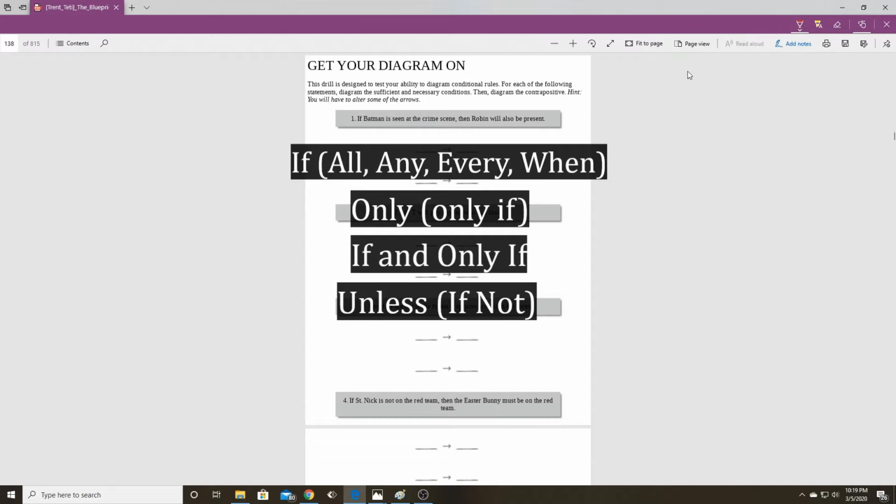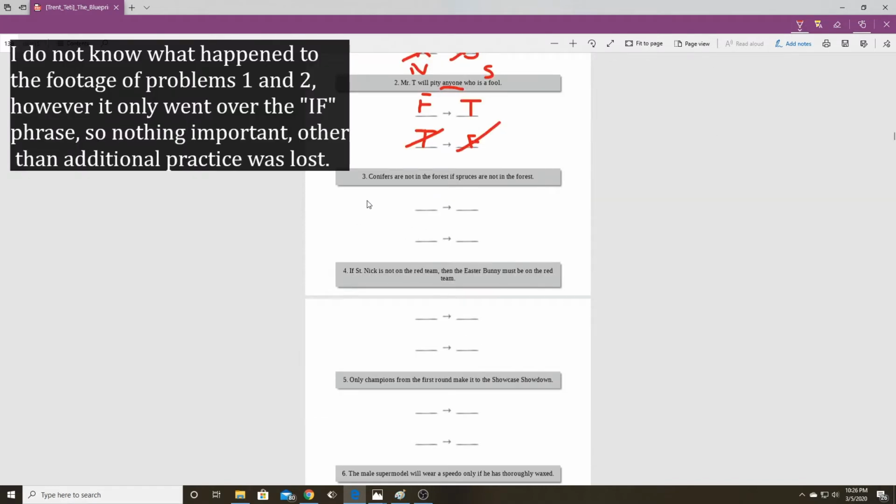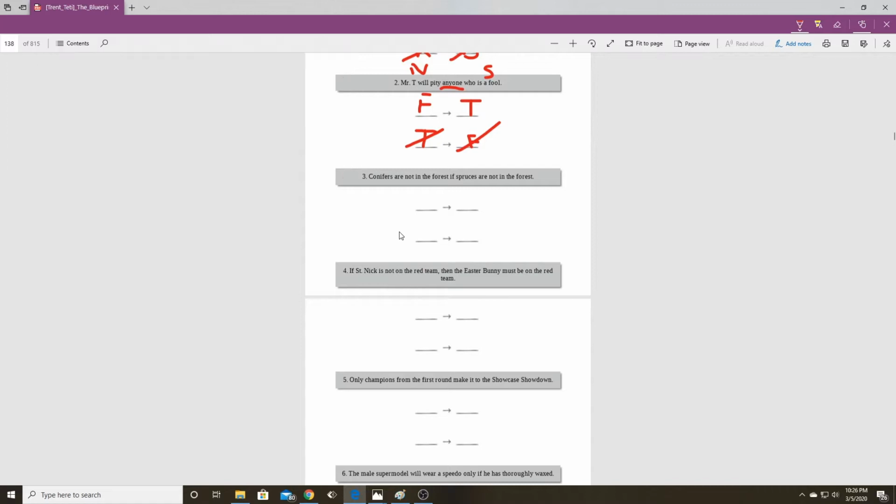So, let's get started. Here's the next sentence. Conifers are not in the forest if spruces are not in the forest. Okay. If spruces are not in the forest. If. So far, it's running pretty easy. Spruces are not in the forest, conifers are not in the forest, and we negate it. Simple as that.